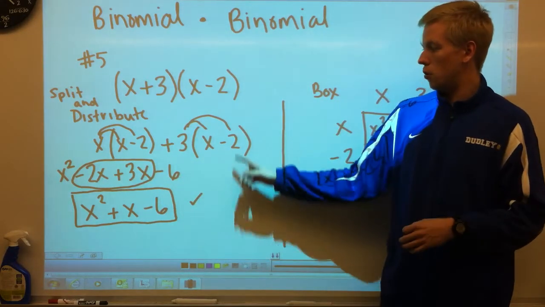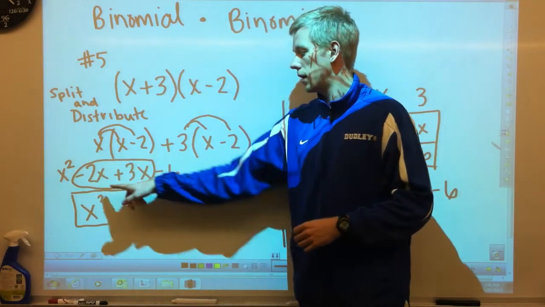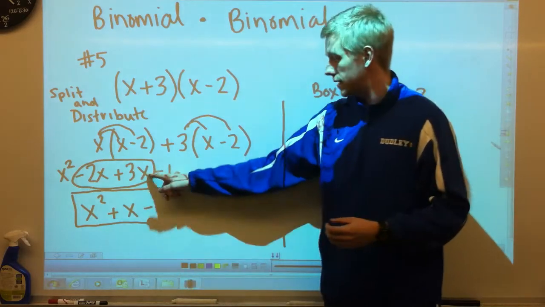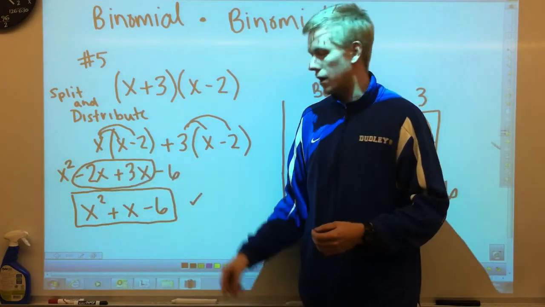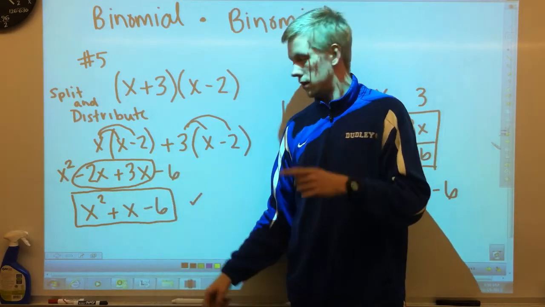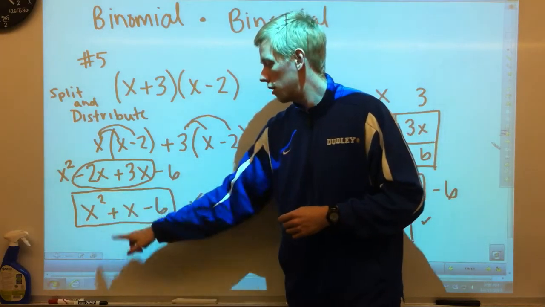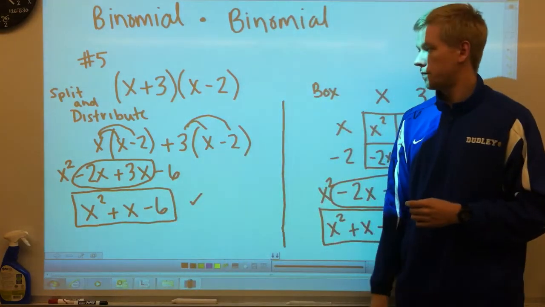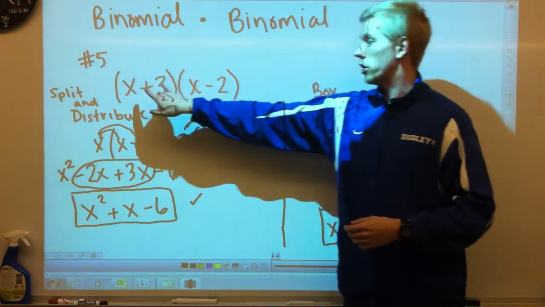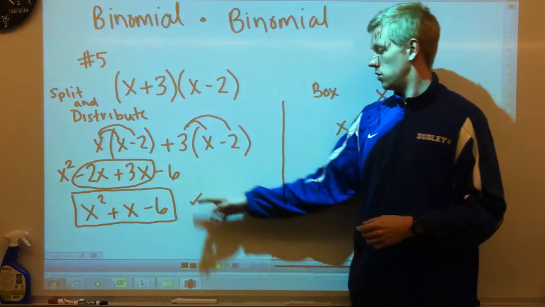Now the important part with this process is making sure that you combine your like terms. I recognize that negative 2x and positive 3x, those are the same. They have the same base and the same exponent of 1, so I can combine those 2 together. Negative 2 plus 3 gives me 1x, because the variable they had, the base they had, was x. So my final answer is x squared plus x minus 6. Okay, so all you did, split that up and distribute both parts, both terms of that binomial to this second binomial, and get your final answer.